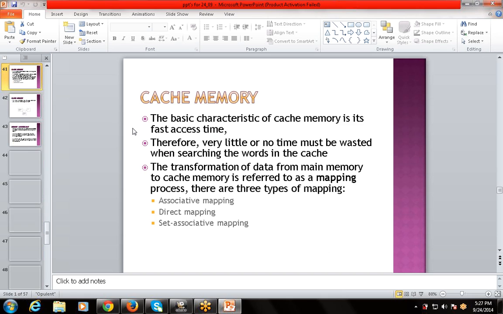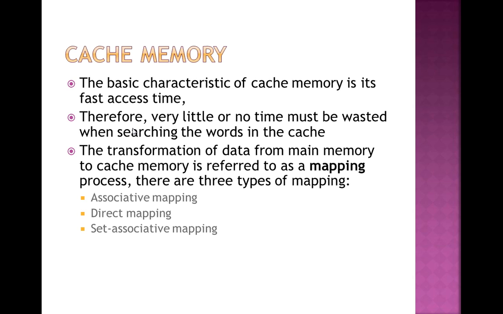The basic characteristic of cache memory is its fast access time. So the main feature of cache memory is that it is very fast in nature, or there is a fast access time of the cache memory. Therefore, very little or no time must be wasted when searching the words in the cache. So there is no wastage of time whenever the CPU searches for content from the cache memory.